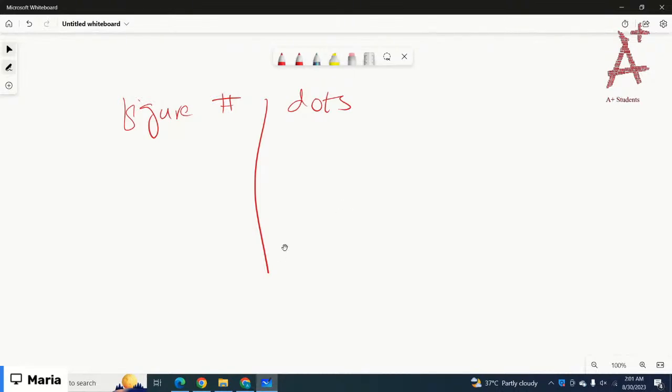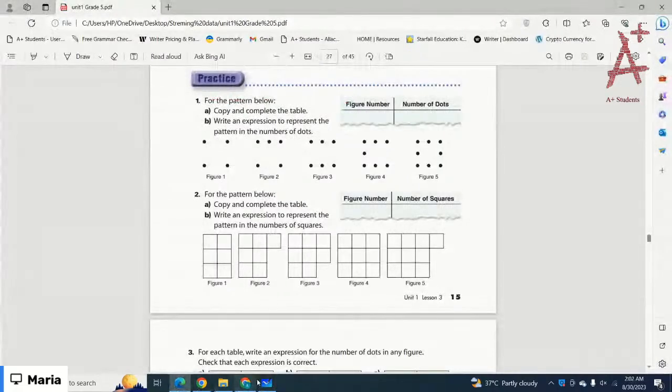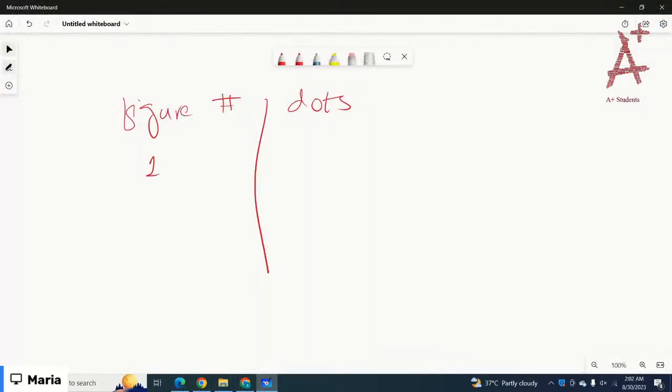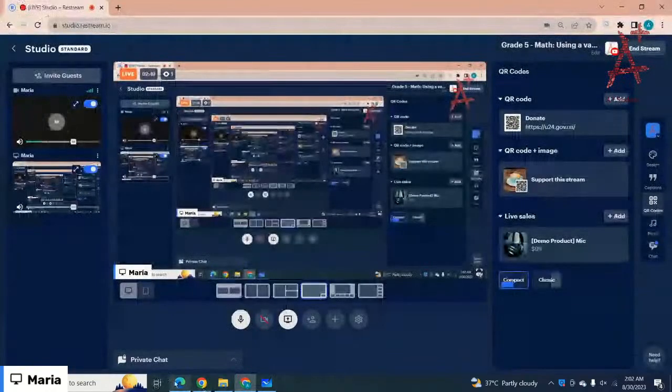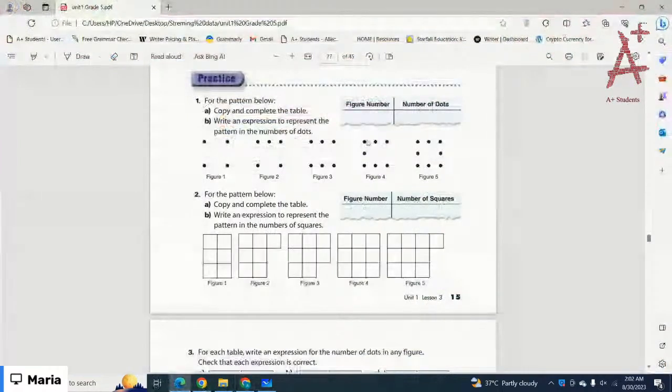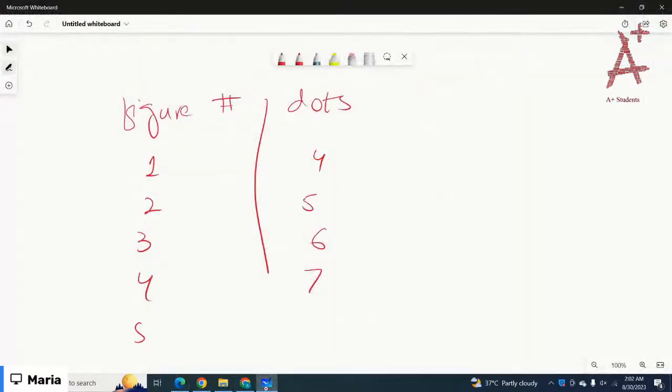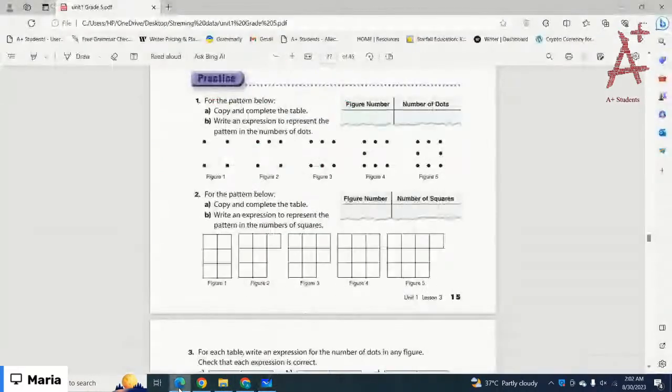Okay, so figure 1, 4 dots. Figure 2, 5 dots. Figure 3, 6 dots. Figure 4, 7 dots. Let me just confirm: 1, 2, 3, 4, 5, 6, 7. Figure 5, 1, 2, 3, 4, 5, 6, 7, 8. Figure 5, 8 dots, right? Okay, so the question is copy and complete the table. We've completed the table.